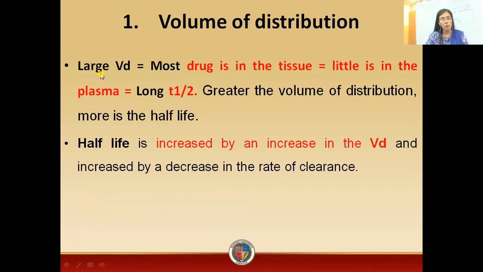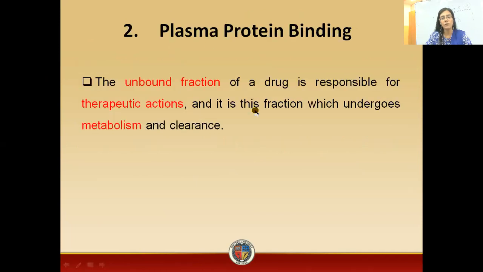So, a larger volume of distribution will basically represent a longer half-life of the drug, because most of the drug is present in the tissue. If there is a larger volume of distribution, it means a larger amount of the drug is in the tissue. There is a possibility of a longer half-life of the drug, because if your drug is in the tissue, possibly it is bound with the tissue proteins, right? So generally, a large volume of distribution means a longer half-life of the drug.